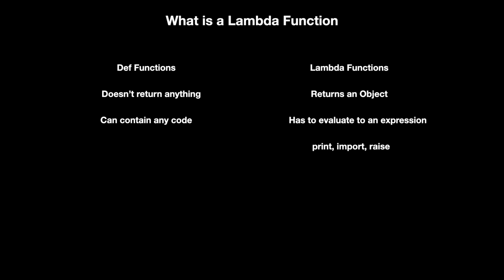The second difference is what the two functions actually do. A function that is defined with def can contain any Python code. A function defined with the lambda has to evaluate to an expression and therefore cannot contain statements like print, import, or raise.